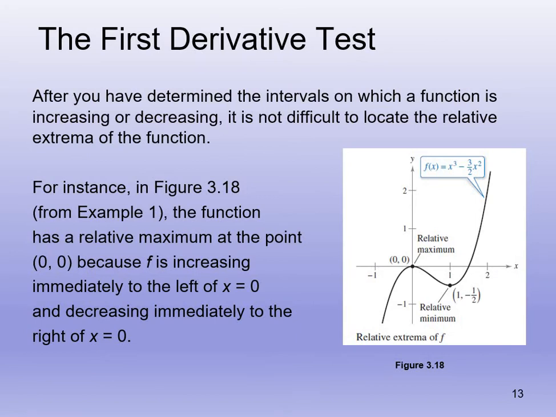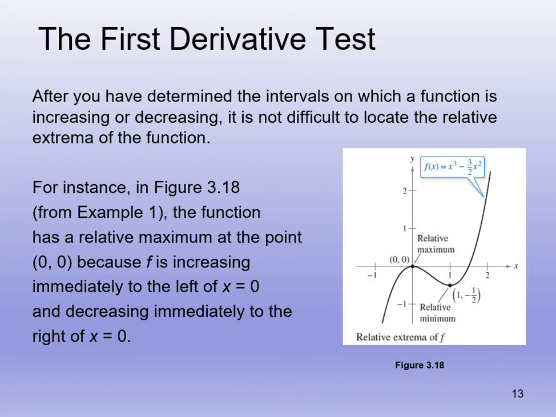So when our function goes from increasing to decreasing, at 0 we have a relative maximum. It's increasing and then it starts decreasing. That gives us a relative maximum. And then on the interval from 0 to 1 it was decreasing, and from 1 to infinity, it was increasing. So since we went from decreasing to increasing, our function has a relative minimum at the critical value. So the critical points are really important.